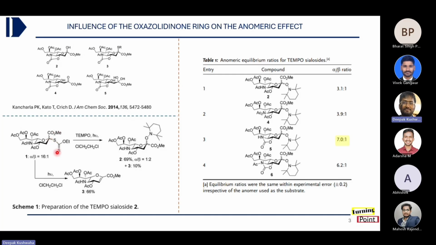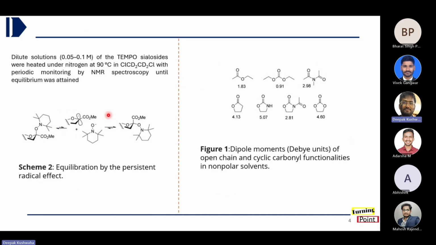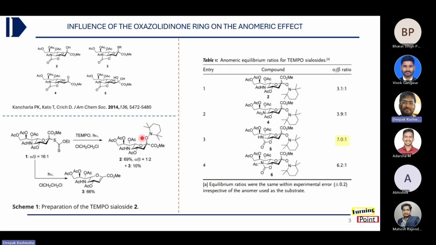They will generate some radical intermediate, which will be stable also, and that will give some time to study the anomeric ratio. So they are changing these protecting groups, and they are showing in the case of this particular reaction, when this compound is there and when the corresponding sialocyte, which is shown in the previous table. When they are treating, they take a particular concentration and heat at 90 degrees Celsius, and using NMR they see the equilibrium is staying like this.